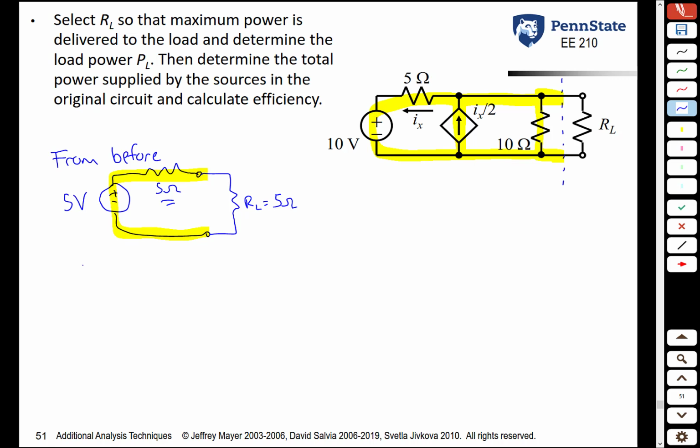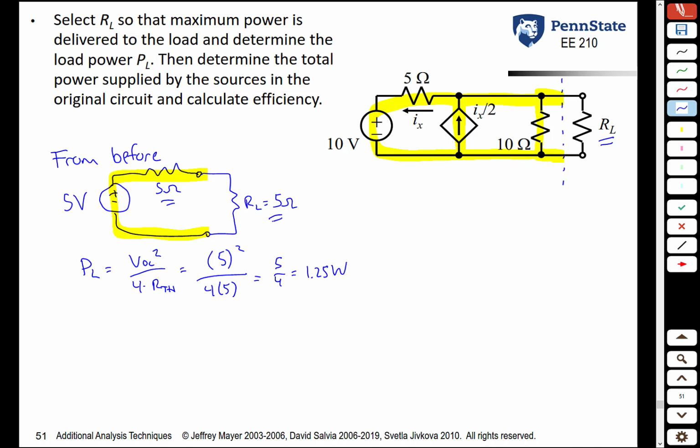What is that load power? The equation for maximum power transfer is what? VOC squared over 4 times R Thevenin, which is 5 squared over 4 times 5, which is 1.25 watts. What this means, of all the possible values you could plug in for RL, if you calculate the power absorbed, the maximum you're going to get is 1.25 watts, and you get that when RL is equal to 5 ohms. So that's the first part of this problem.